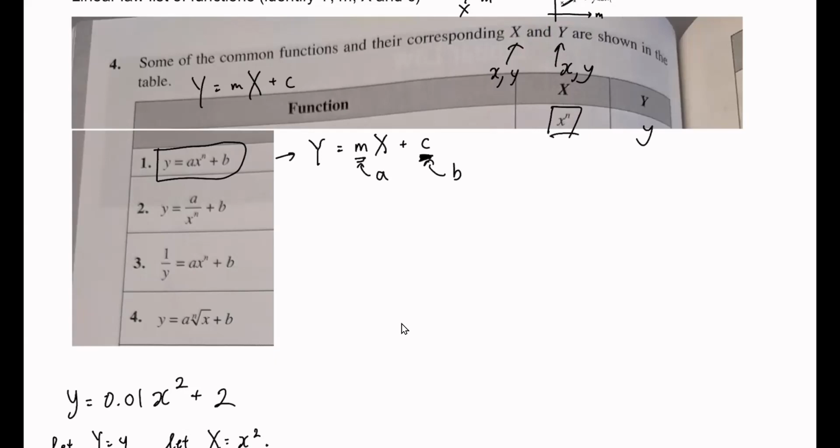Hello, I'm back. Okay, let's continue. So let's just continue with the next example now. If it's y equals a over x power n plus b, what do you think should be my capital X and what should be my capital Y? Let me give you a hint. This is a multiplied by 1 over x power n, plus b.